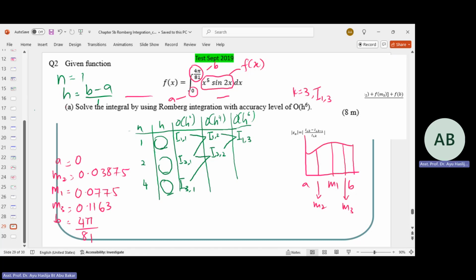That's when we actually get the same value of the limit. The same value.